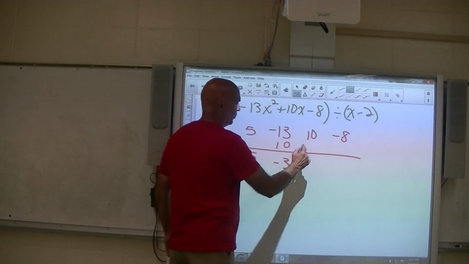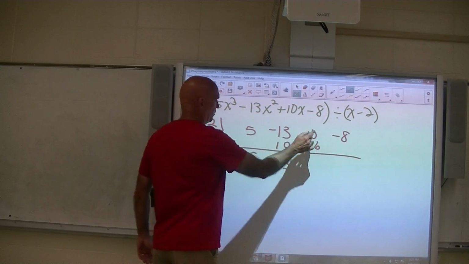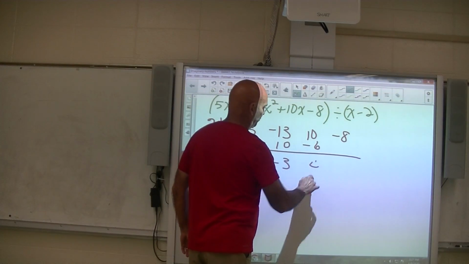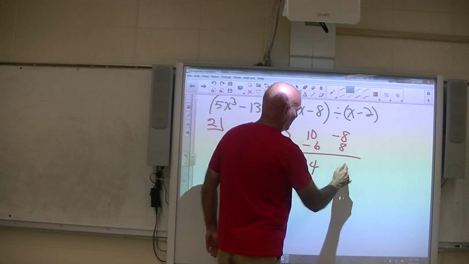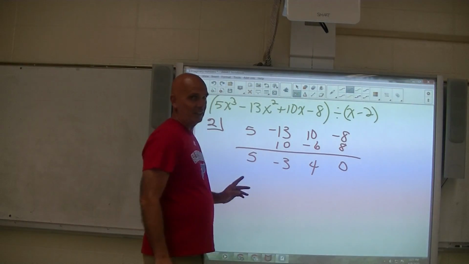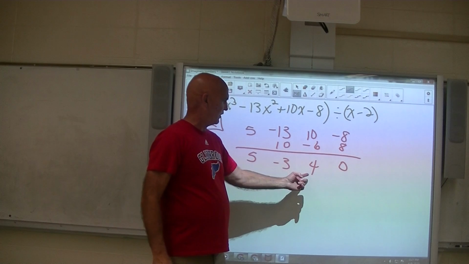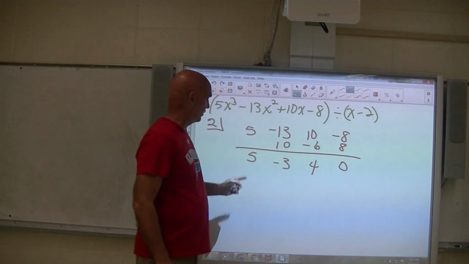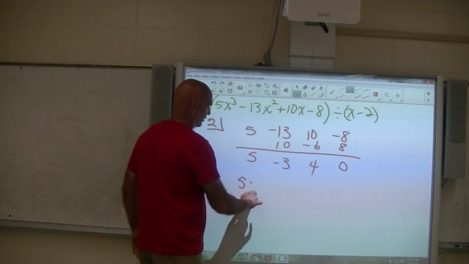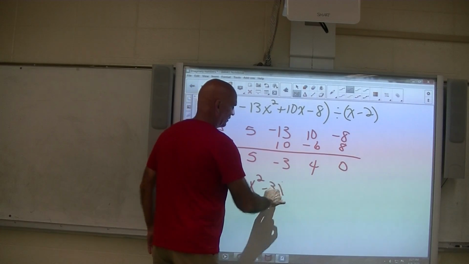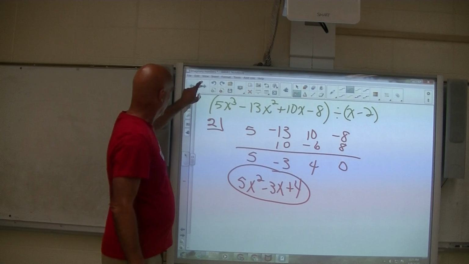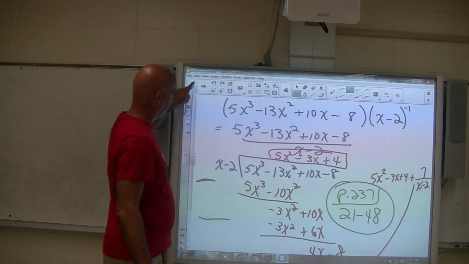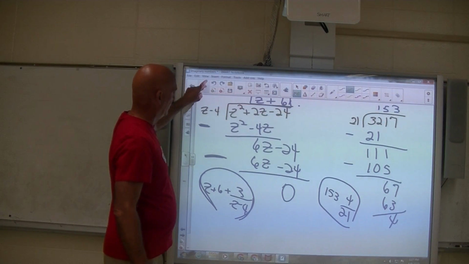2 times negative 3 is negative 6. 10 plus negative 6 is positive 4. And 2 times 4 is 8. Negative 8 plus 8 is 0. So here's my answer. This is the remainder, this is the constant, this is x squared. My final answer is 5x squared minus 3x plus 4. That's the same answer that we got last time when we were doing, where were those examples?